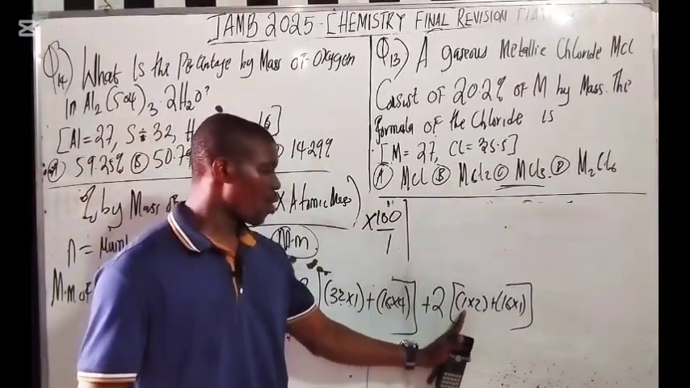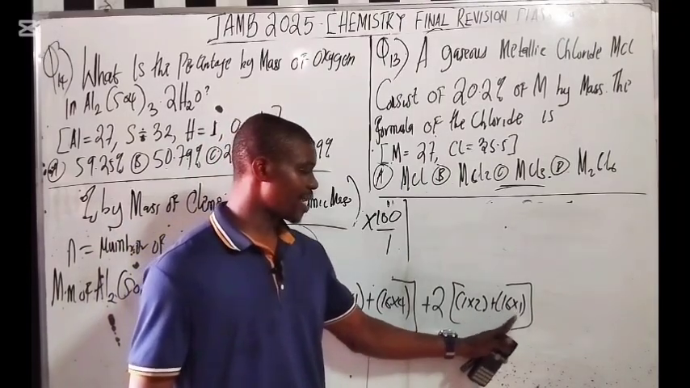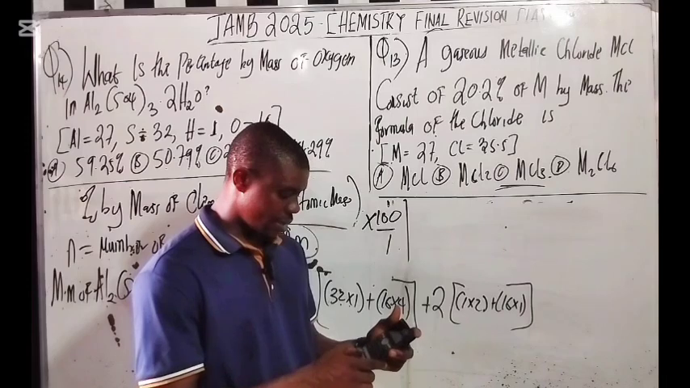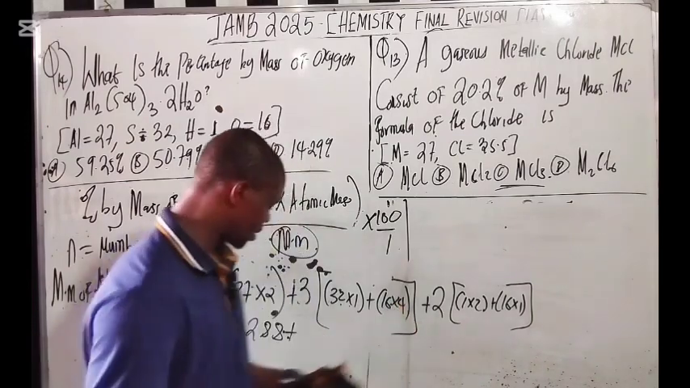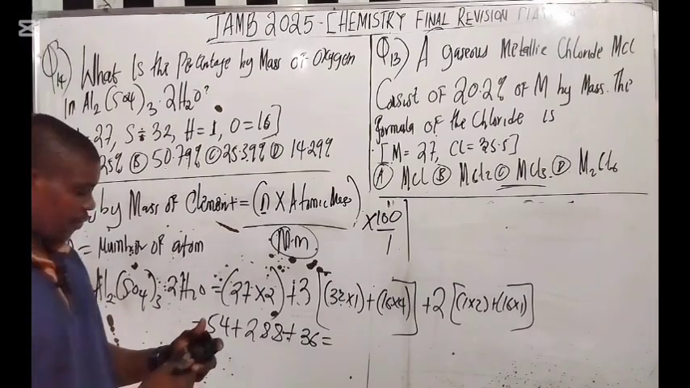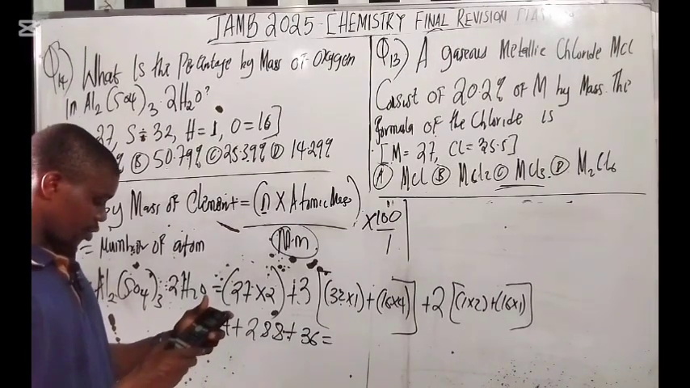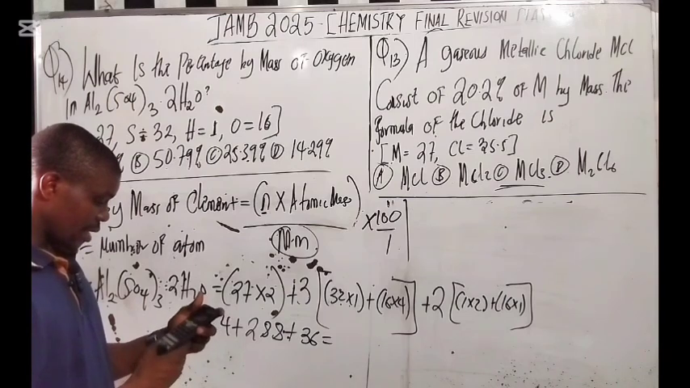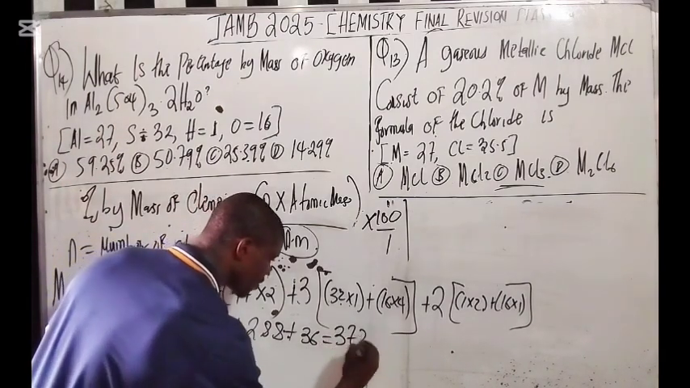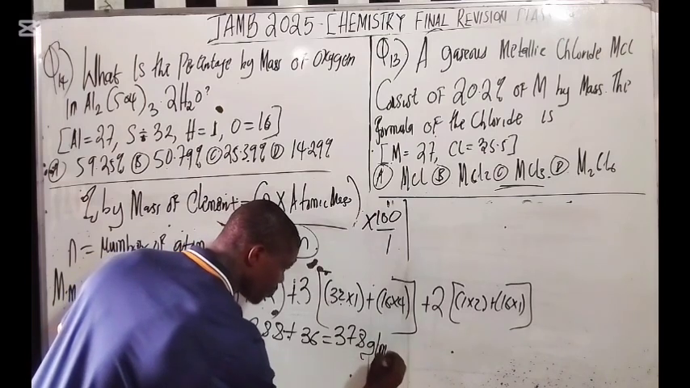Yeah, you are done with one. 1 times 2 plus 16 times 1 is going to be 18. 18 times 2 is 36. So if you add everything together, what do you have? Here we have 54 plus 288 plus 36. Here we have 378 grams per mole, right?